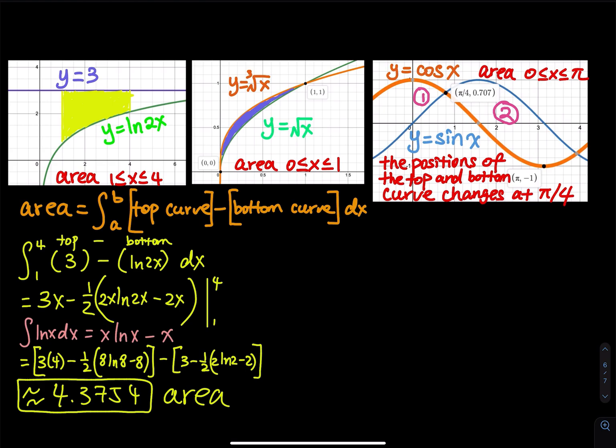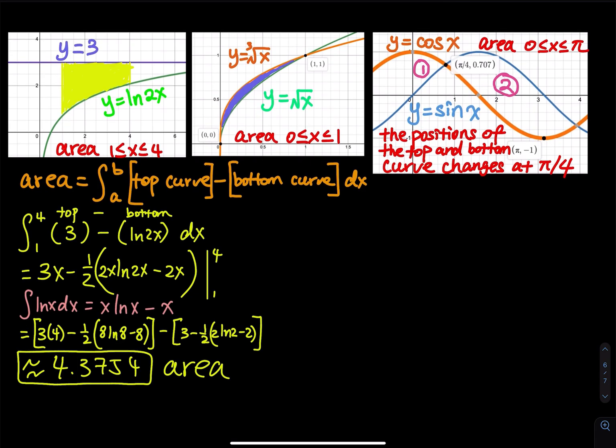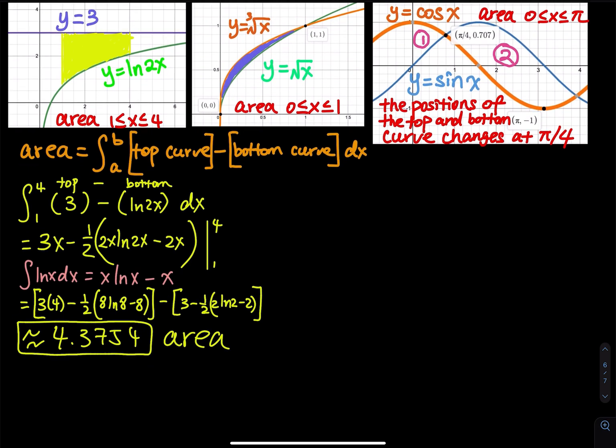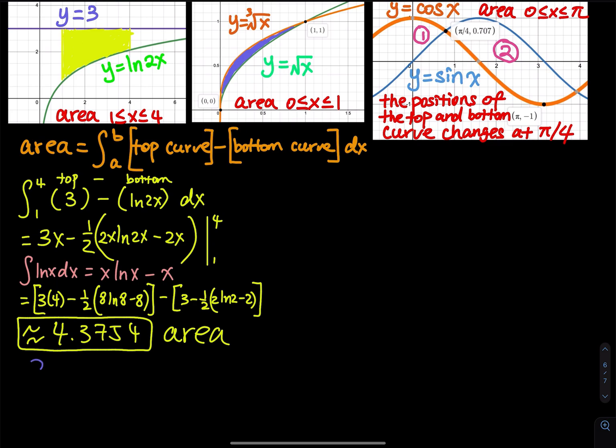So for the next one, we have a cube root and a square root. Which one is on top? The cube root is on top and the square root is on the bottom, because you can see that on the picture. Okay, let me match the color code of the shaded region. They use purple, so I will just use purple. The area is from 0 to 1, and we use the top curve minus the bottom curve, which is the cube root minus the square root, and then dx.